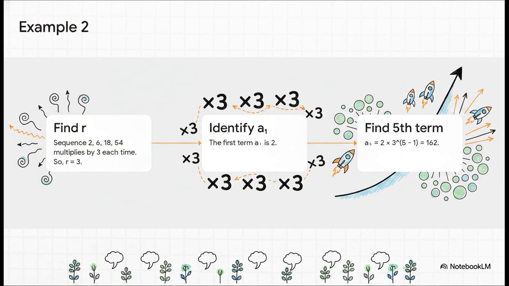How do we get from 2 to 6? We multiply by 3. From 6 to 18, multiply by 3 again. So our common ratio, r, is 3. Our first term, a sub 1, is 2. Let's find the fifth term using our brand new geometric formula.